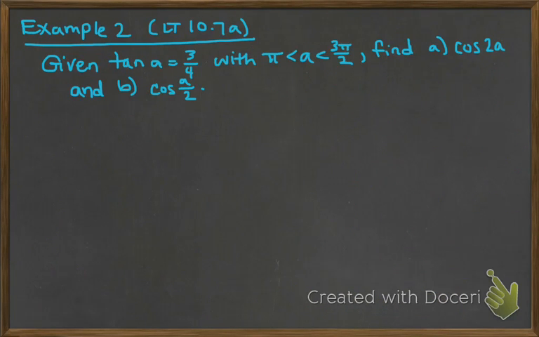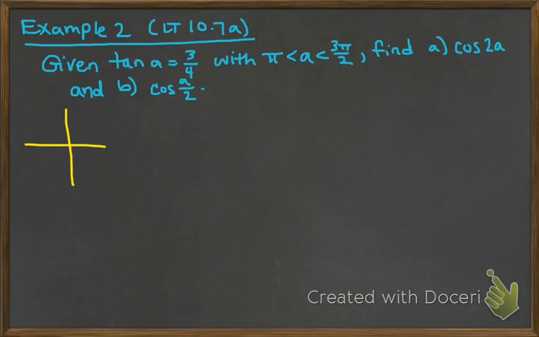So now let's look at a second example of learning target 10.7a. We're given that the tangent of a is equal to 3/4 when a is between pi and 3 pi over 2. They want us to find first the cosine of 2a and then second the cosine of a over 2. So what we're going to do is use that tangent of a to evaluate our different trig functions.